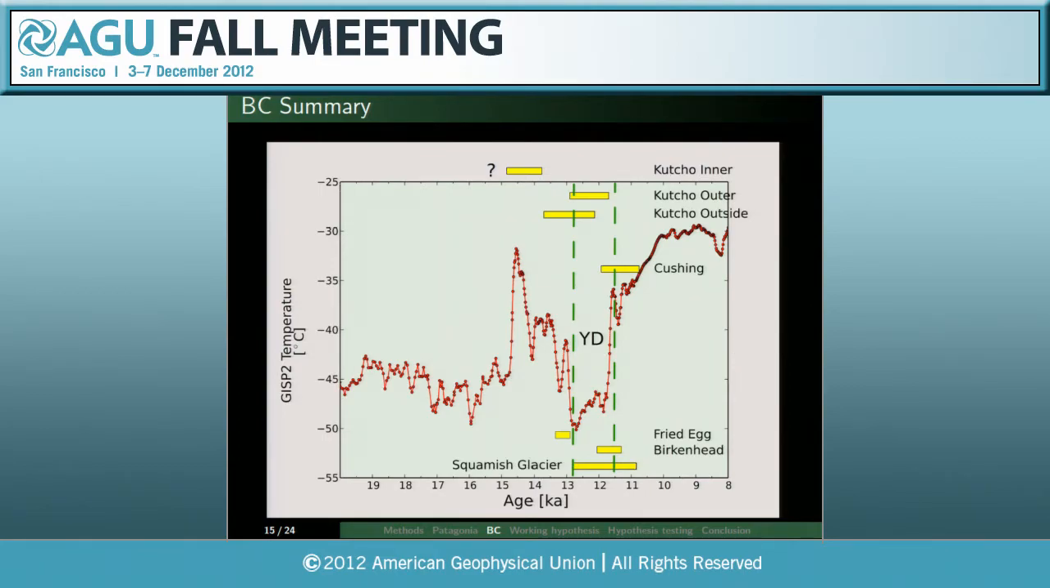This is how all of those particular age ranges fit with respect to the GISP2 temperature record by Richard Alley, just put in here to denote the Younger Dryas. There's certainly some deviation between the age ranges there, but you could argue that many of those certainly do overlap with the Younger Dryas.